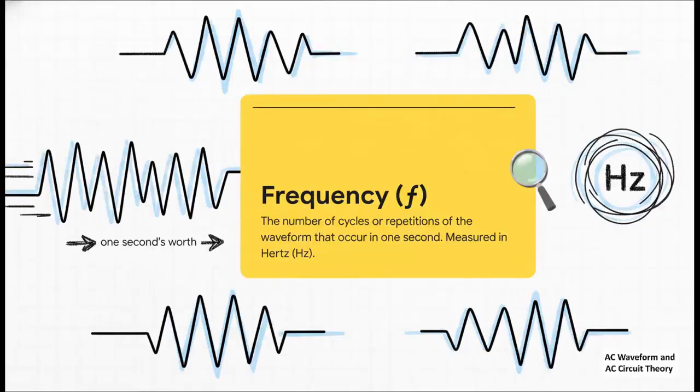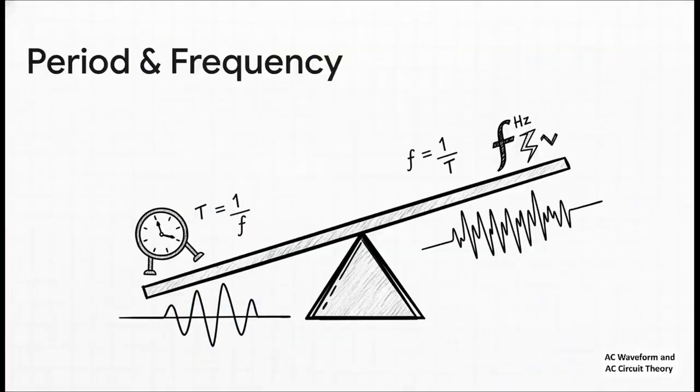Now, if the period tells us how long one cycle takes, frequency asks a different question. How many of these full cycles can we cram into 1 second? We measure this in a unit you've probably heard of before, Hertz, or Hz for short. And here's the thing, period and frequency are basically two sides of the same coin. They have this really simple inverse relationship. So if you know one, you can always figure out the other. A wave with a really short period, for instance, is completing its cycles super fast, which means it has a high frequency. Makes sense, right?